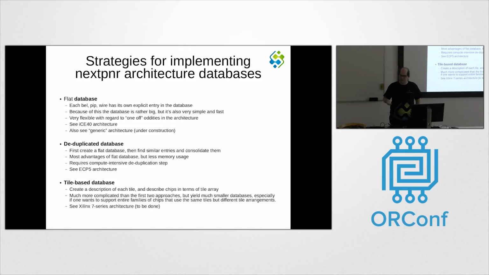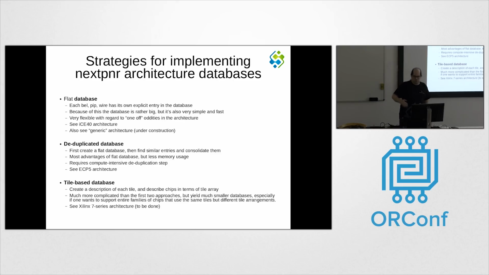As far as I can see, there are 3 noteworthy strategies for how you can build your own architecture backend for nextpnr. The first one is just having a flat database, and that's what ICE40 is doing. So that means for each wire, for each pip, and for each bel in your device, there is one explicit database entry. And if your chip is twice as large, you have a twice as large database. And that's fine for ICE40, because ICE40 doesn't have huge parts.